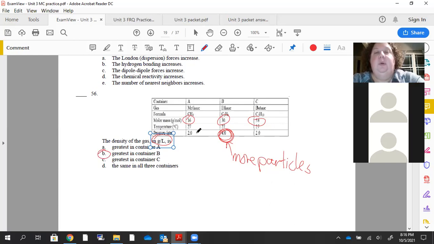Now, if all of these pressures had been the same, if they all had been 2 atmospheres, then the thing with the greatest density would have been butane, because it provides the most mass per particle. And if they would all have the same number of particles, then it would have the greatest density.